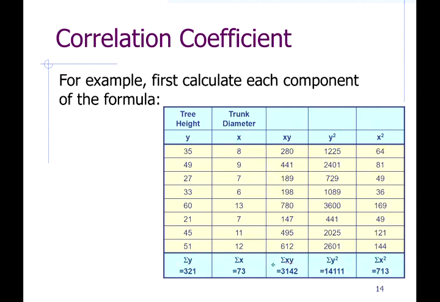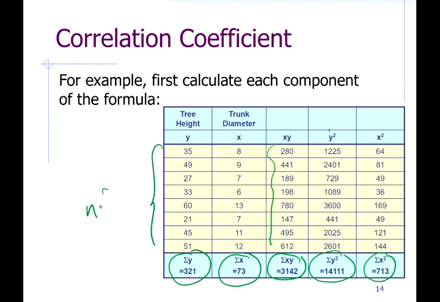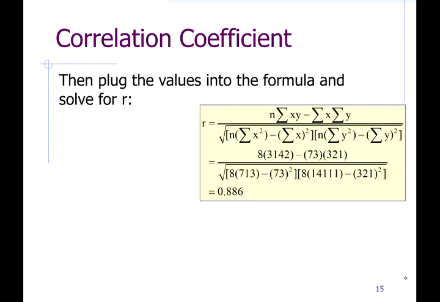And so once we've added them up, we have these 8 values here. Then we add up the y squares, we add up the x squares. We have the sum of the x's, the sum of the y's. And because there's 8 values, we would say n is equal to 8. These values would be plugged into the formula for the correlation coefficient.